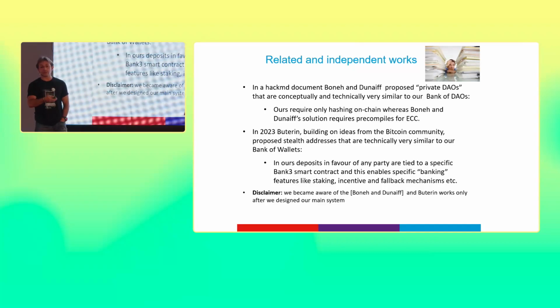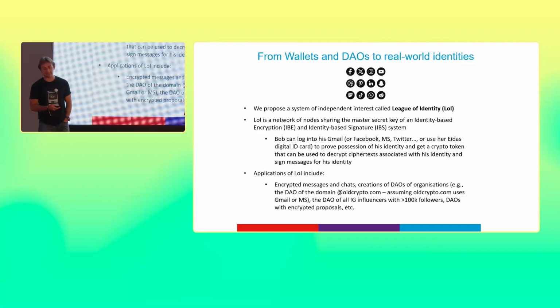And also last year, Buterin, building on an idea from the Bitcoin community, proposed the concept of stealth addresses that are technically very similar to our concept of bank or wallet. The difference is that in ours, the deposits are tied to the specific Bank3 smart contract, so this enables specific banking features and also a fallback mechanism that we will see soon. Okay, and the novelty of our work is that we move forward.